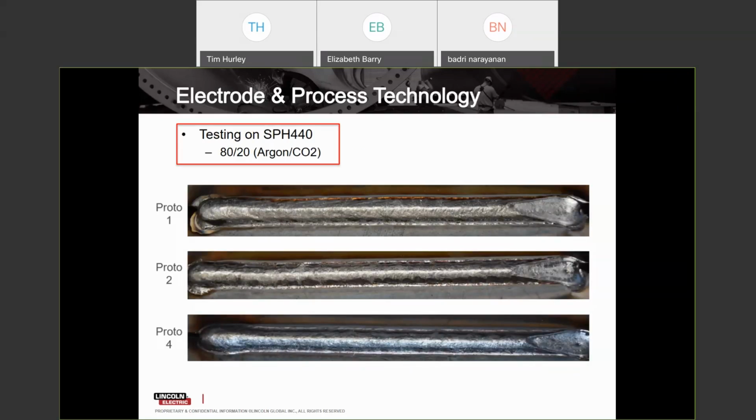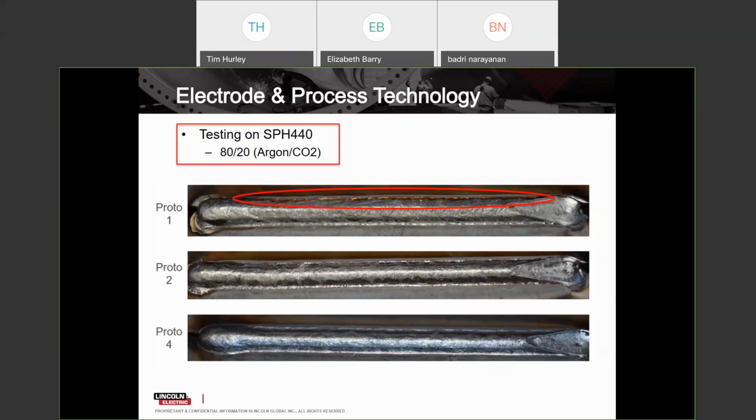So we looked at these 3 different prototypes, 1, 2, and 4. 3 is not shown here, but this gives you an idea of the vastly different kind of performance of these 3 different prototype wires. You look at prototype 1, and you have a continuous layer of silicate island formation on the top edge of this lap weld, and you can see the color, which is the classical rusty-looking iron oxide, which Tim had pointed out in his earlier slides.